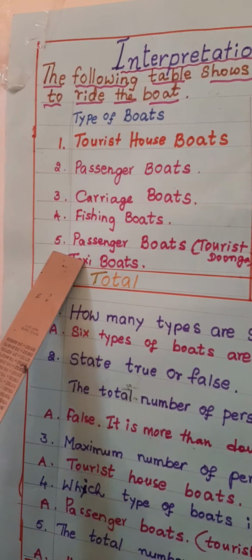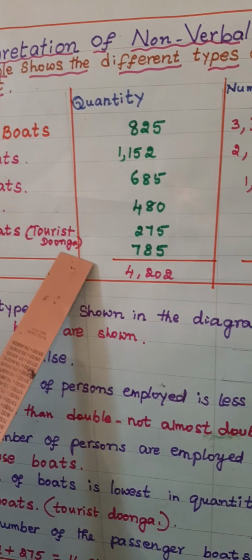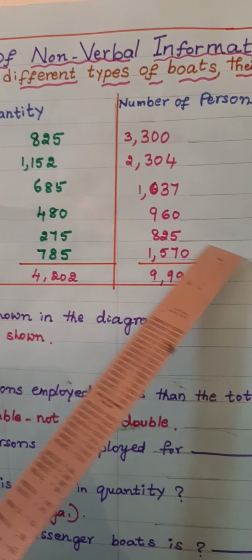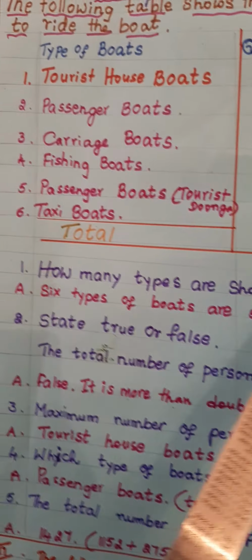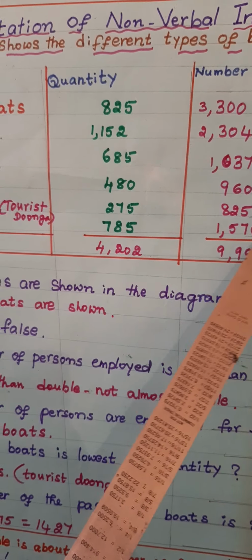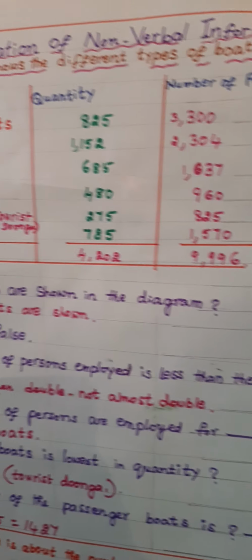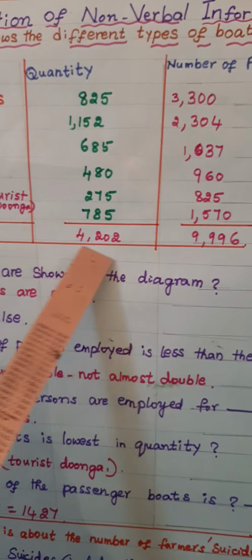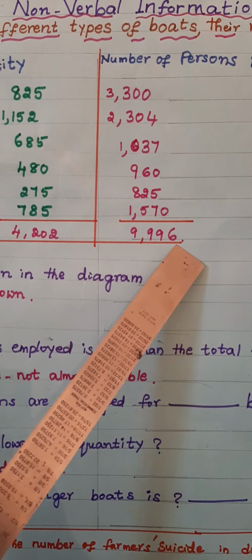Now come to the fifth type of boat, tourist dunga, 825 people are working. Next, taxi boats, 785, and 1570 persons are employed there. So the total number of boats is 4202 and the number of persons employed is 9996.